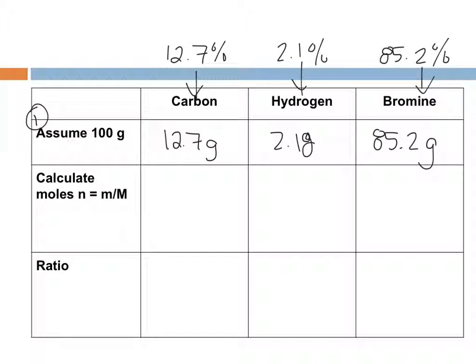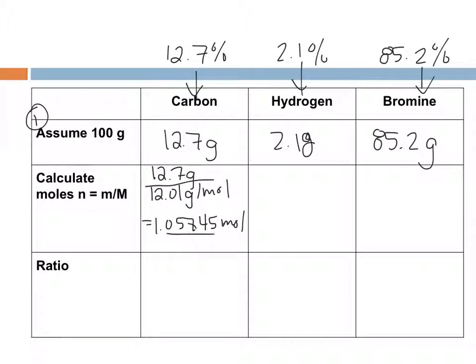We're next going to calculate the number of moles using our mass over our molar mass. So for carbon, for example, you got 12.7 grams, and every mole of carbon is 12.01 grams per mole. So that gives us 1.05745 moles. A good idea to keep about 4 non-zero decimal places so you can avoid rounding off errors later on.